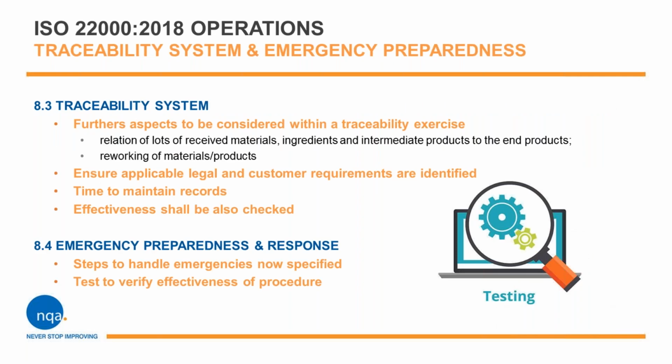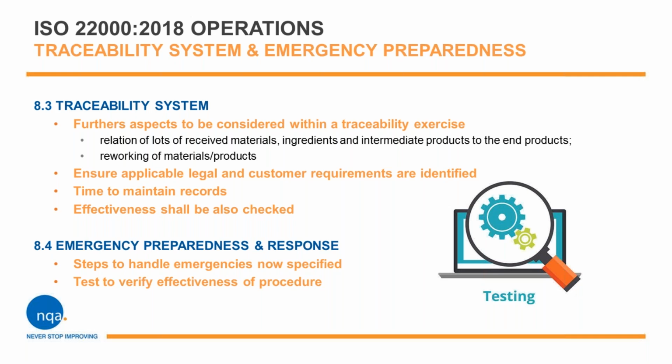Okay, let's review now traceability and emergency preparedness. So for traceability, there are further aspects to be considered. So we have the relation of lots of received materials, also the ingredients and intermediate products to the end products. These need to be considered when doing your traceability exercise. Also, reworking of materials and products. So this has to be also considered, and it's being specified in version 2018.